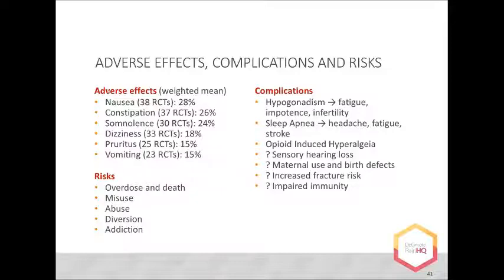So what happens when we give opioids to someone that has chronic pain with central sensitization? If you look at the list of adverse effects of opioids, 28% cause nausea, 26% constipation, 24% somnolence, dizziness, pruritus, vomiting. Opioids also may cause hypogonadism, and that's the sex hormones that are low, and the symptoms of hypogonadism are fatigue, impotence, infertility. Also, opioids cause sleep apnea, and the symptoms of sleep apnea are headaches, fatigue, and it may even lead to a stroke.